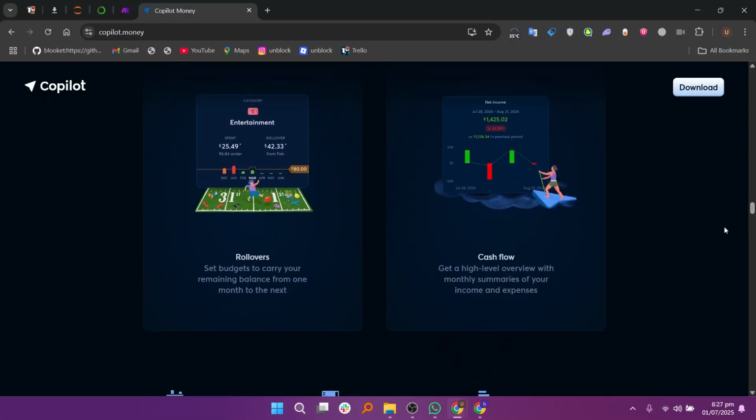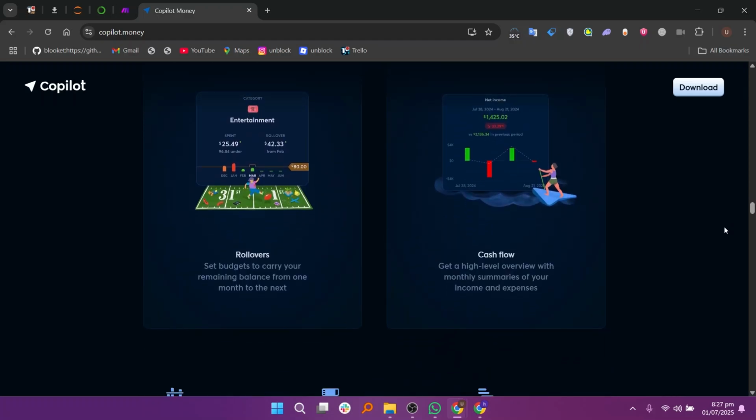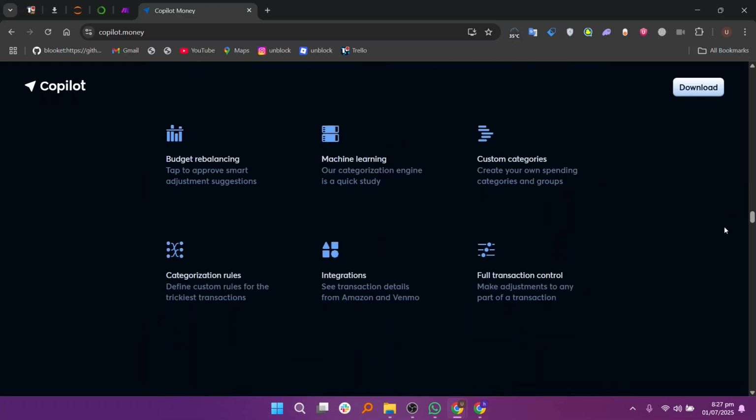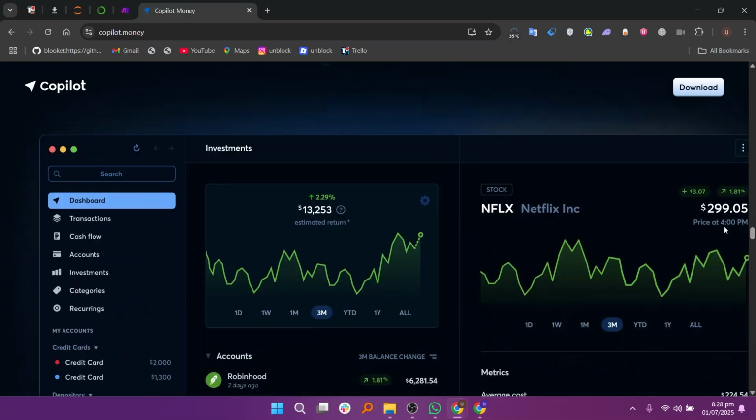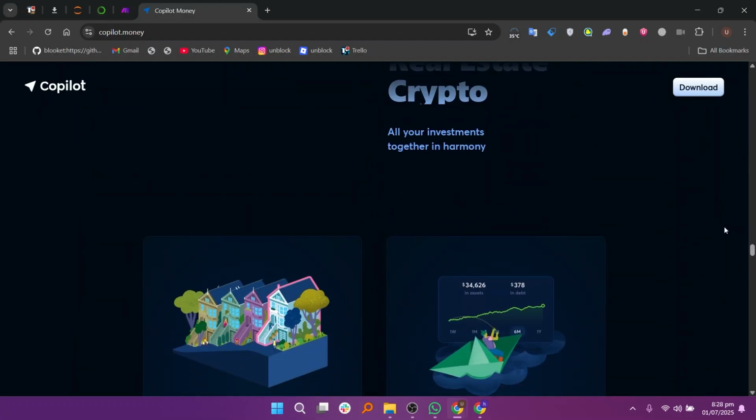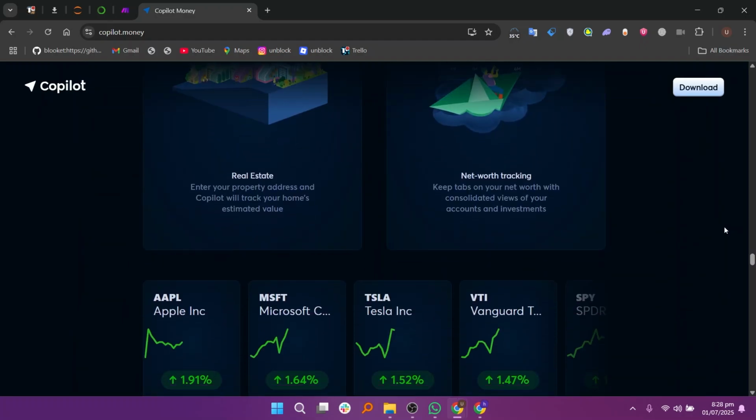Its dashboard displays your monthly budget, cash flow, net worth, and upcoming bills in a clear, organized view. You can set custom spending limits for specific categories, and the app notifies you when you're nearing or exceeding those limits. It also tracks recurring subscriptions and highlights areas where you can cut back.